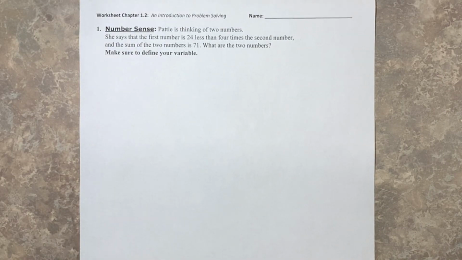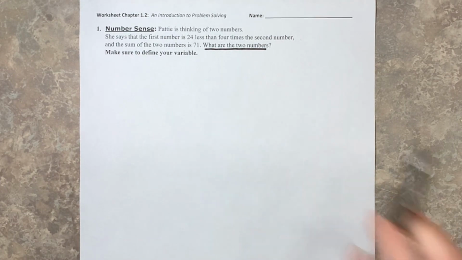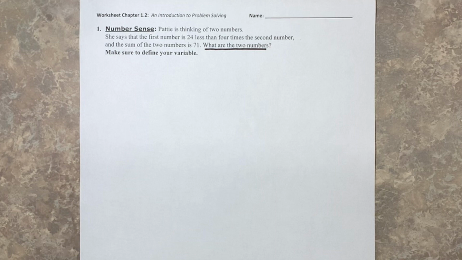Patty is thinking of two numbers. She says that the first number is 24 less than 4 times the second number, and the sum of the two numbers is 71. What are the two numbers? So the first step when we're solving a word problem is we want to ask ourselves, what are we trying to find? What is the unknown? In this word problem, we're trying to find the two numbers. So the two numbers are our unknowns.